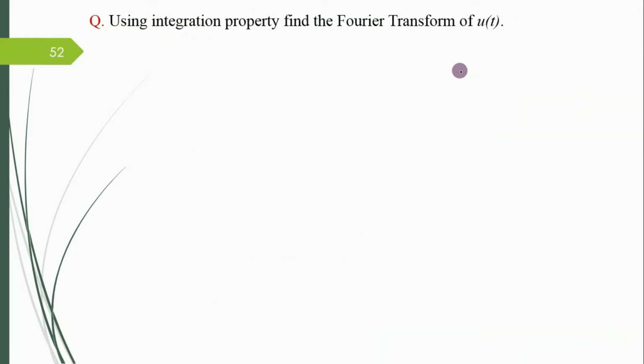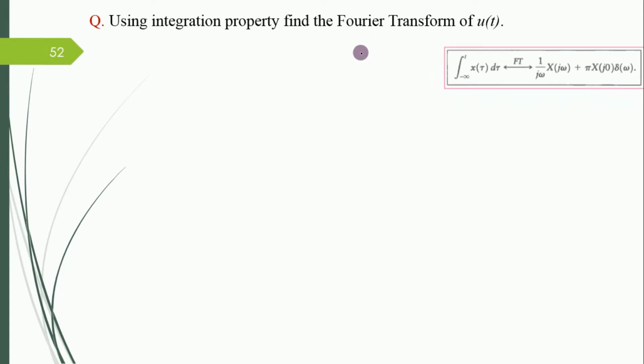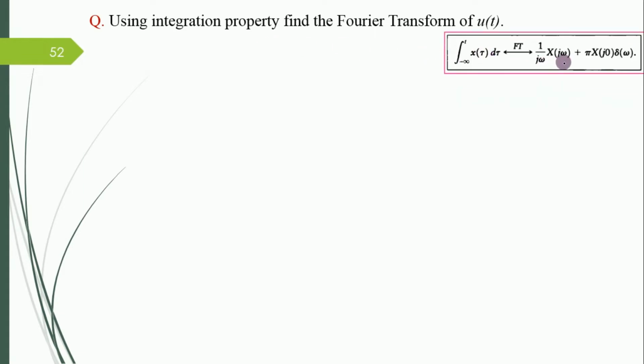Next is, using the integration property, find the Fourier transform of u of t. So u of t's details we already know. Let me write the integration formula. The integral of x of tau d tau has the Fourier transform pair 1 by j omega X of j omega plus pi X of j0 delta of omega.